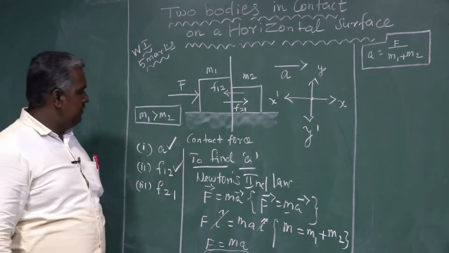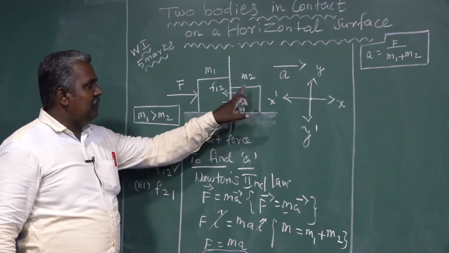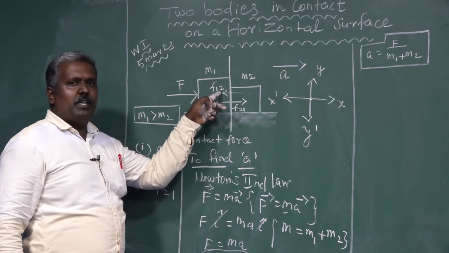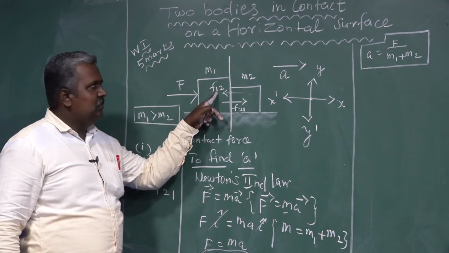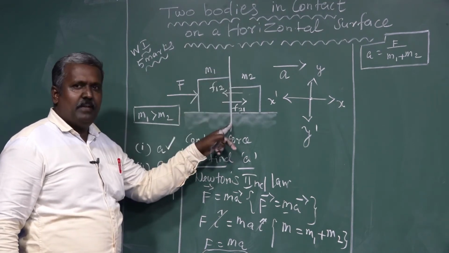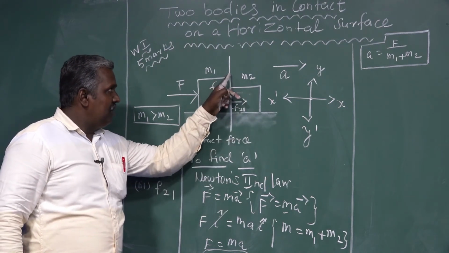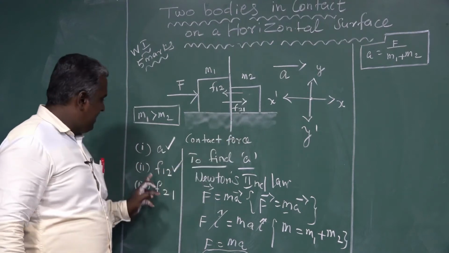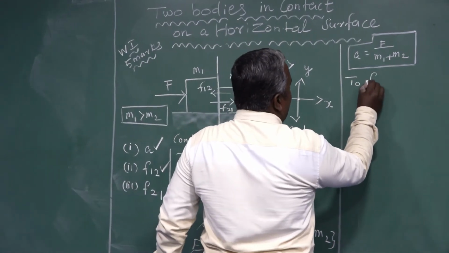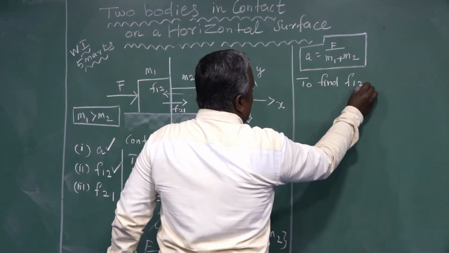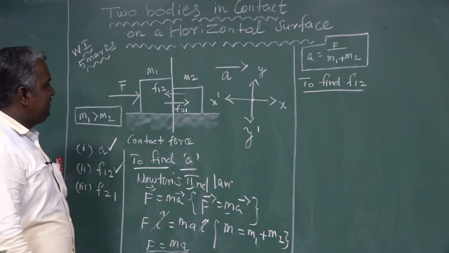F12. What is F12? The force exerted by the mass M2 on M1, by 2 on 1, at this point. This mass exerts a force on M1 at this point. That is called F12. What to do? Listen, to find F12. This is a vector quantity. Understood? No problem.